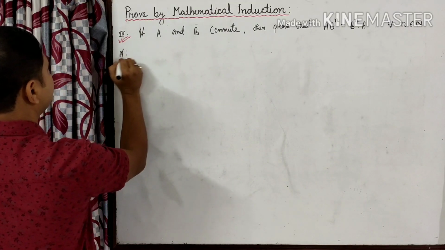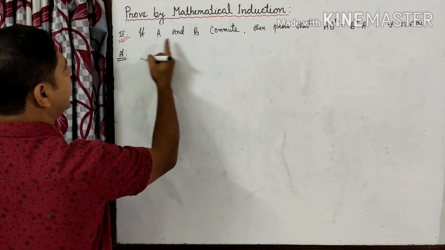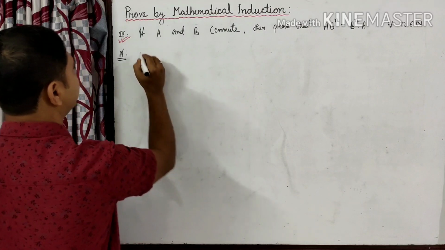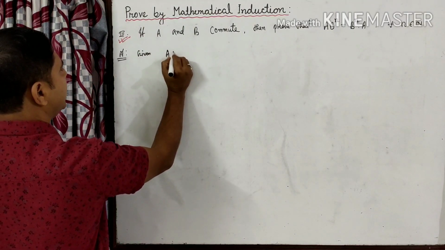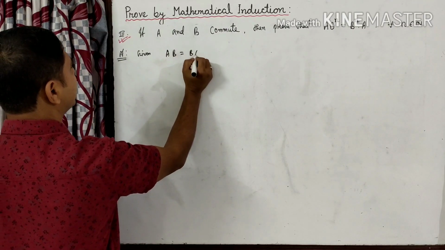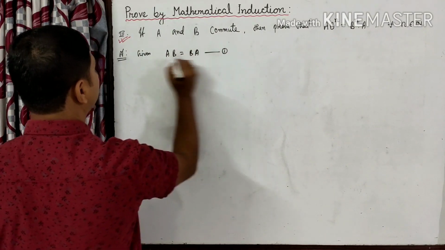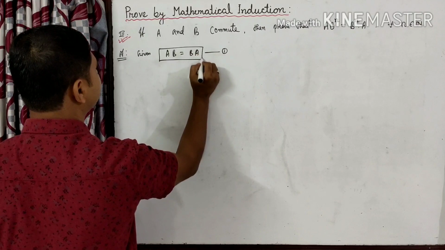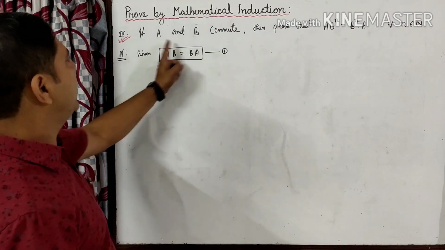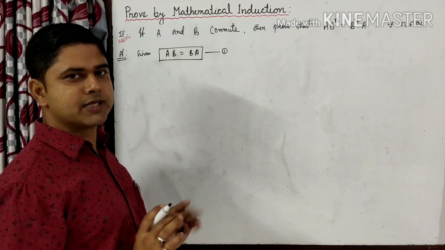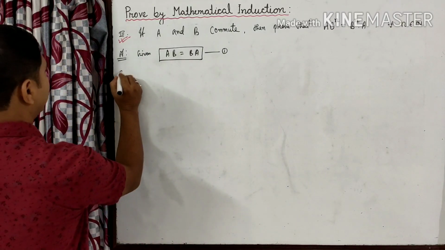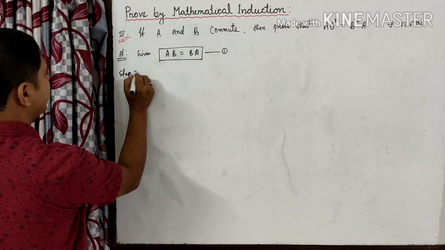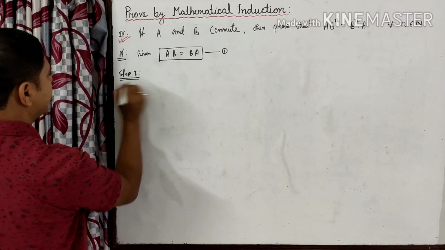The first statement is given that A and B commute, that means AB must be equal to BA. This one we call equation 1. Why? Already given that A and B commute, that means it satisfies the commutative property. Now we have to prove by using the principle of mathematical induction.